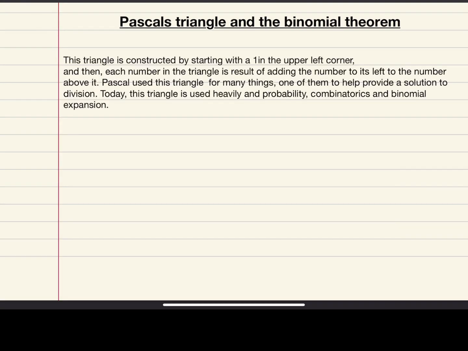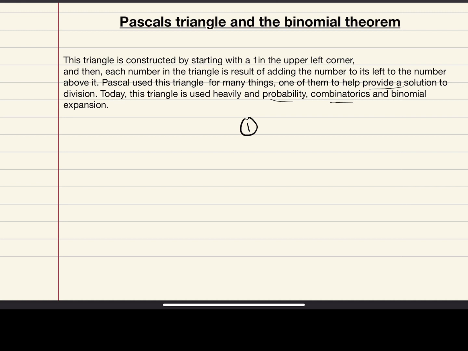This triangle is constructed by starting with a 1 in the upper left corner, so at the beginning like this, and then each number in the triangle is a result of adding the number to its left to the number above it. Pascal used this triangle for many things. One of them was to help provide a solution to division. Today we see this triangle used most heavily with probability, combinatorics, or permutations and combinations, and binomial expansion.